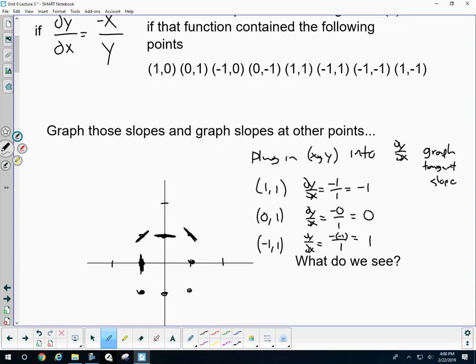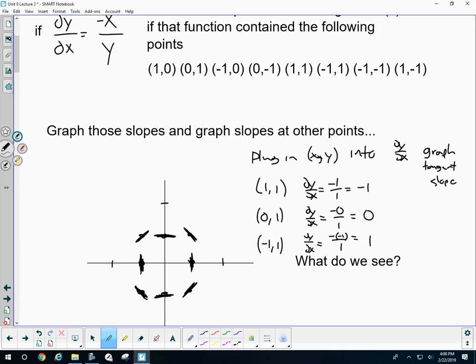If I go to (-1, 0), I'd have 1 over 0, which is undefined, so it'd be a vertical tangent slope. It'd be the same thing at (1, 0). If I go (-1, -1), my slope would be negative 1. If I go (0, -1), I'd have a slope of 0. If I go (1, -1), slope would be positive 1. Okay?